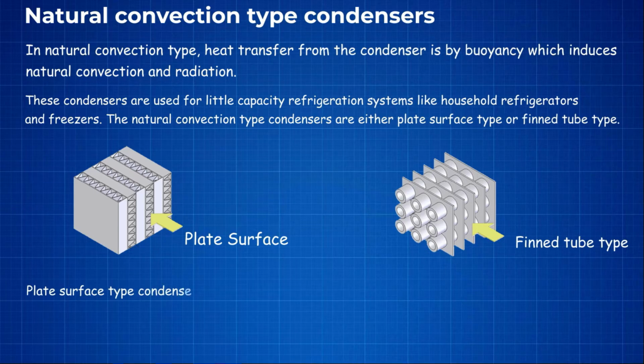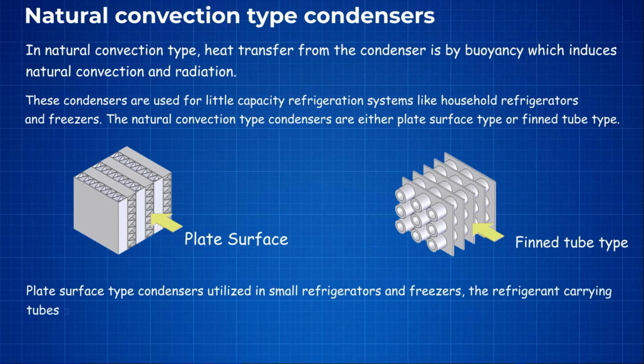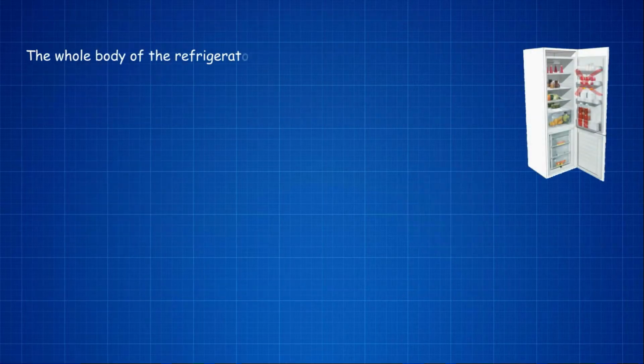The natural convection type condensers are either plate surface type or fin tube type. Plate surface type condensers are utilized in small refrigerators and freezers. The refrigerant carrying tubes are attached to the outer walls of the refrigerator. The whole body of the refrigerator, except the door, acts sort of a fin.